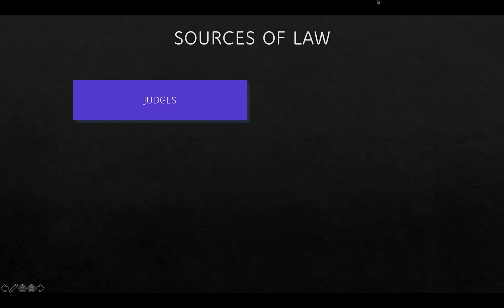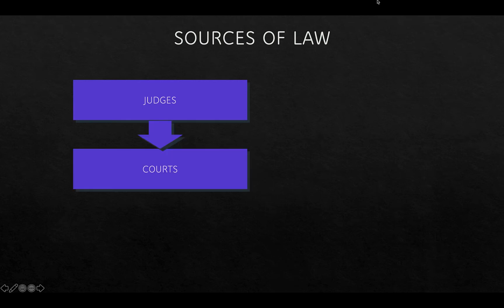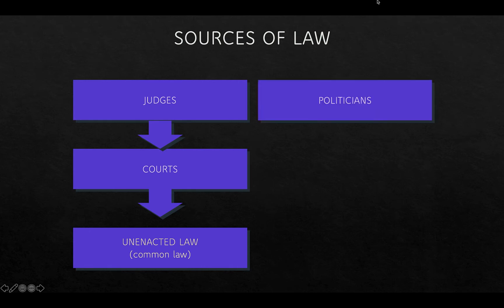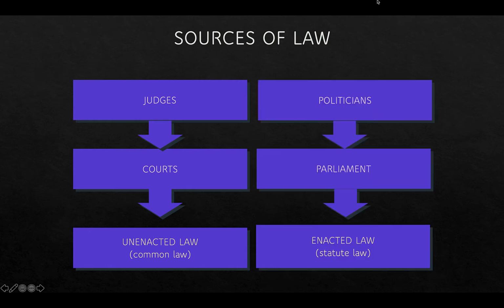So sources of the law: there are judges in courts, and they can actually create rulings on law that will then influence further court assessments. They work in the courts, and they create what is called common law, which is not something that's actually enacted through legislation in Parliament. There are politicians that will work through Parliament to create enacted law or statutes.